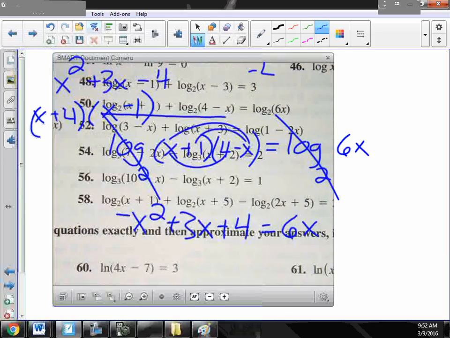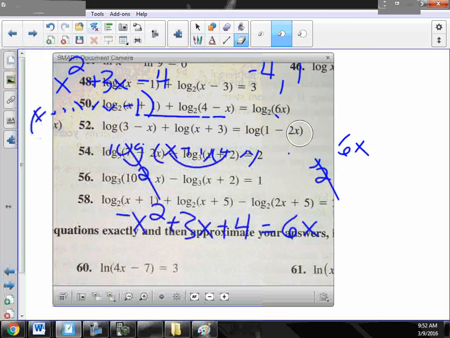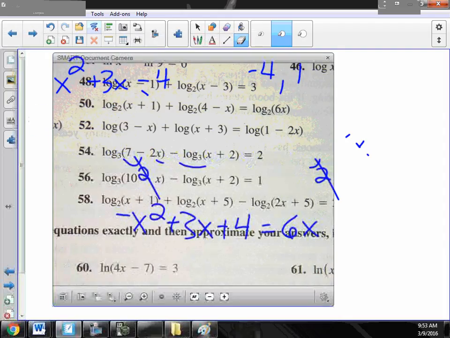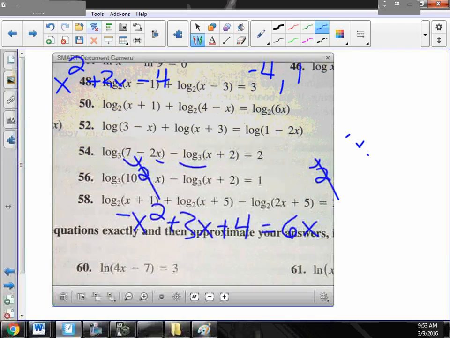So my roots are -4 and 1, and then I need to double check. Is that going to create any problems? What were we doing? 50? So -4, I cannot plug into either one of those. I mean, actually, you need the 3, so that doesn't work. And 1 is okay. So the -4 is not an answer, but 1 is. Okay, 52 is the same. Combine using the product rule.